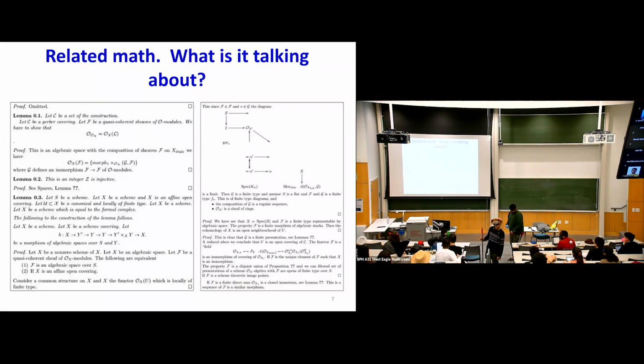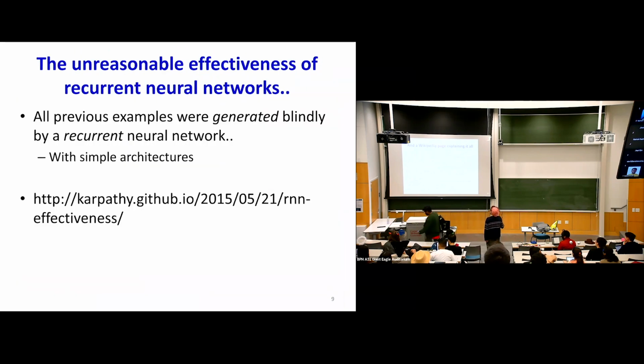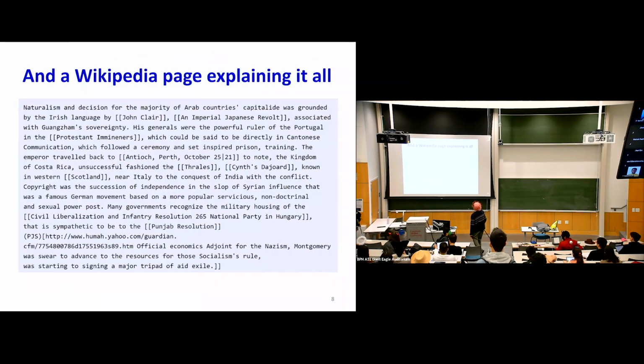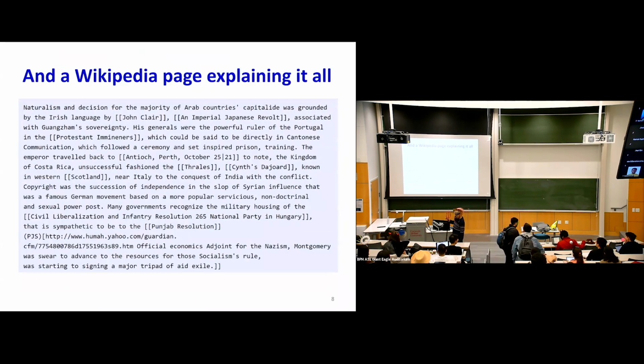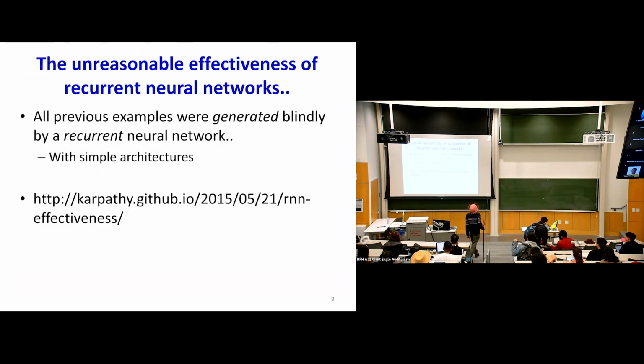And here's even more text. This looks like an article, like a paper complete with proofs. Here's a Wikipedia page, or what seems to be a Wikipedia page. Now, all of these were generated blindly by recurrent neural networks of the kind that you have learned so far. In fact, the specific code used to generate this can be found on Andrej Karpathy's GitHub page.